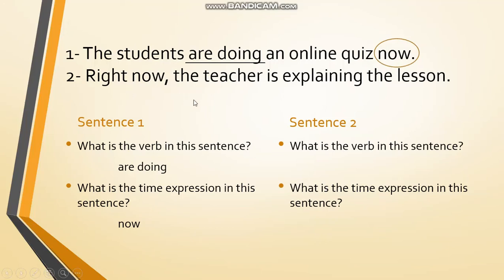Sentence number 2. Right now, the teacher is explaining the lesson. What's the verb in this sentence? Is explaining. What's the time expression used here? It's right now. It depends. Sometimes the time expression is at the end of the sentence, sometimes it's at the beginning, and sometimes it comes in the middle of the sentence.